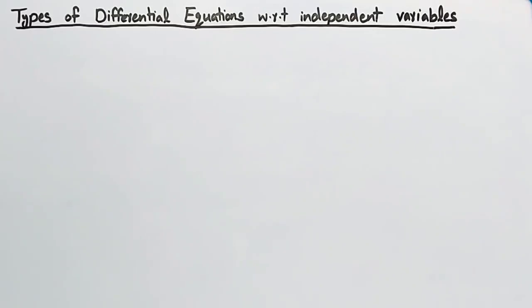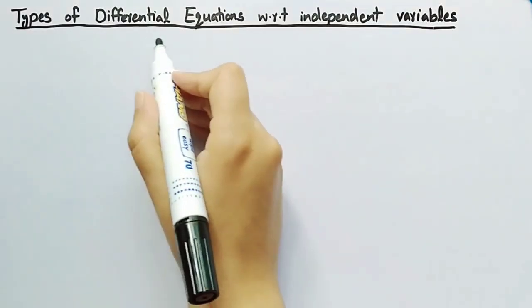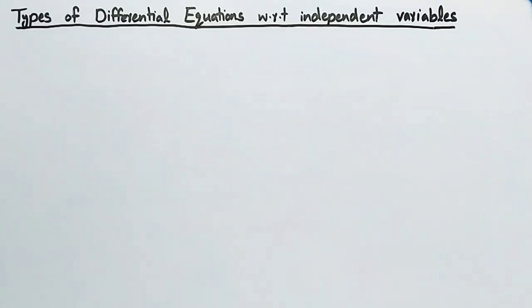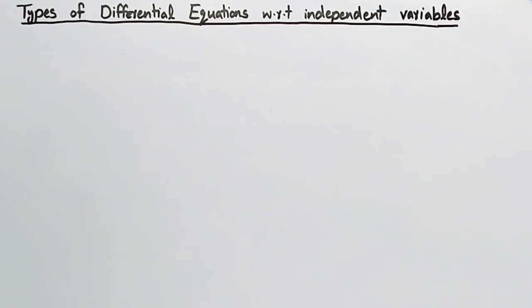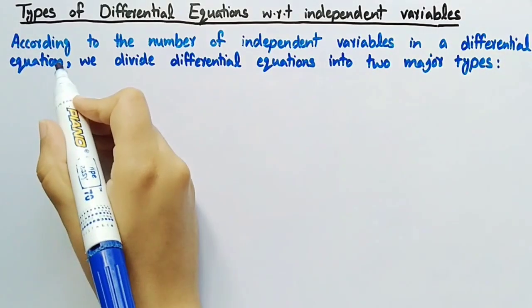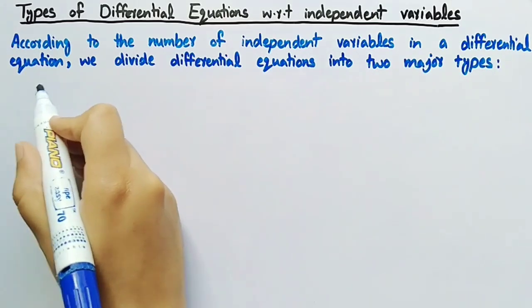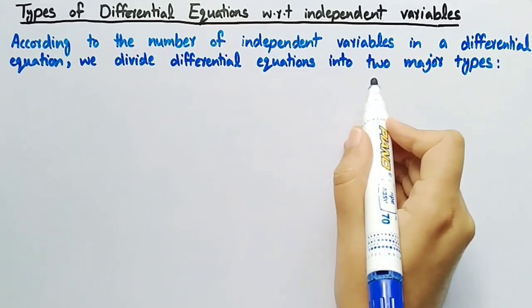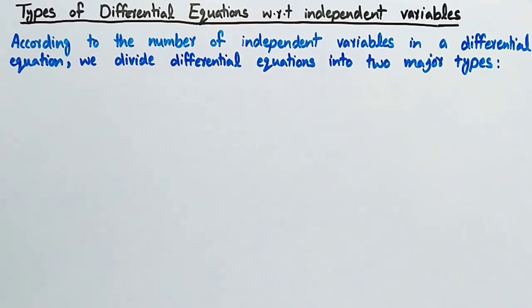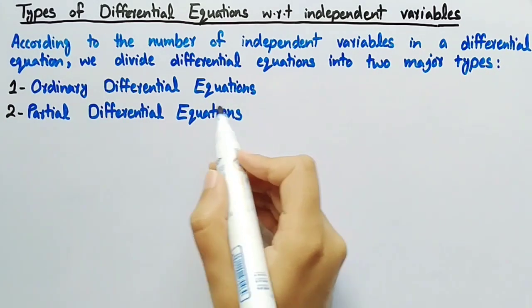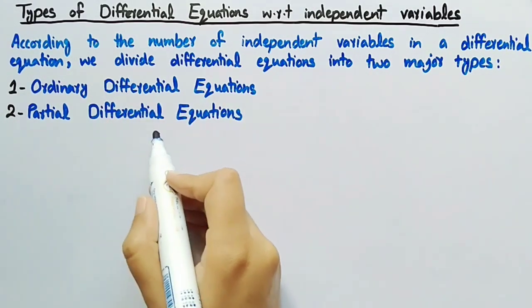In this video, we will discuss types of differential equations with respect to independent variables. A differential equation can have one or more than one independent variables. According to the number of independent variables in a differential equation, we divide differential equations into two major types. First one is ordinary differential equations and second one is partial differential equations.